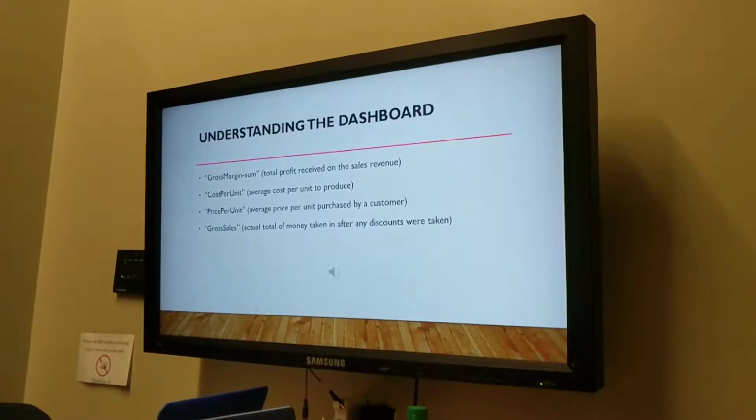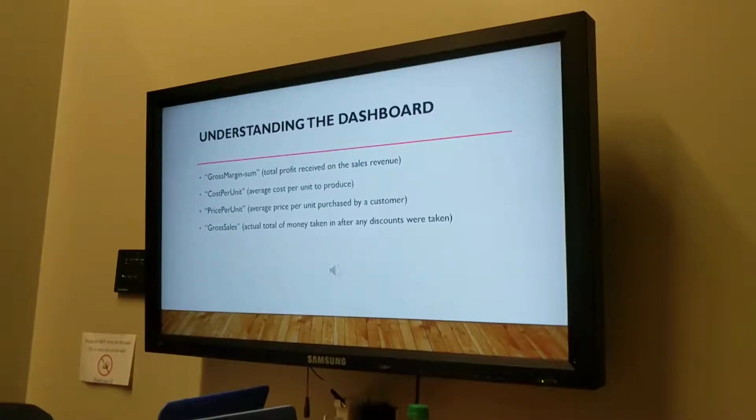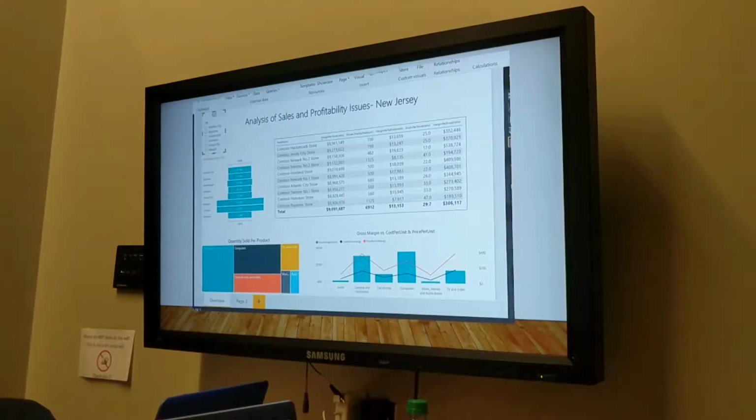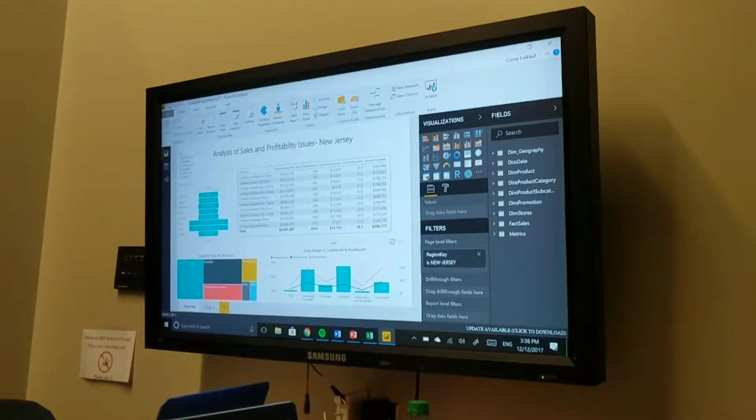Understanding the dashboard, we'll go over the Power BI in a second, but the four that stand out are gross margin, cost per unit, price per unit, and gross sales. And then I'm going to actually go into the Power BI real quick.